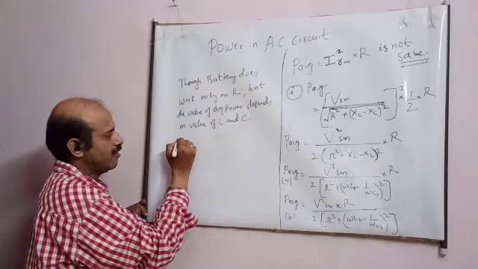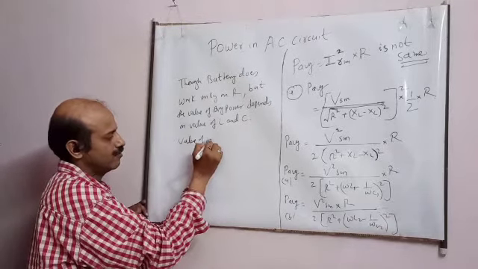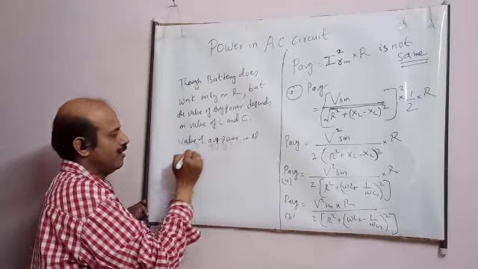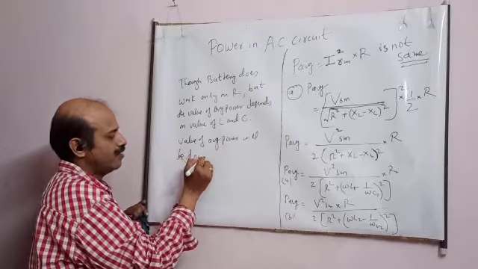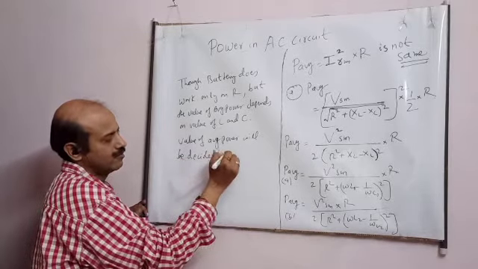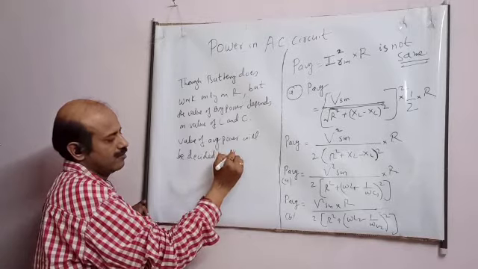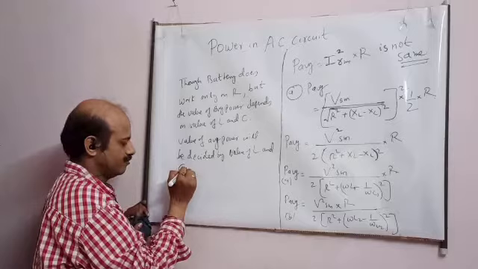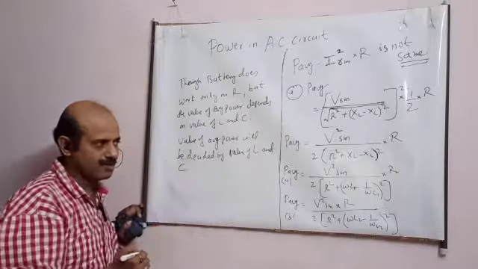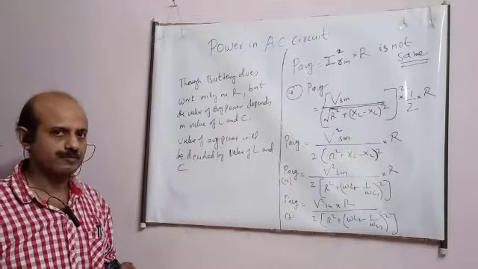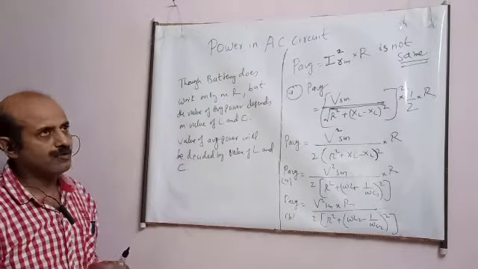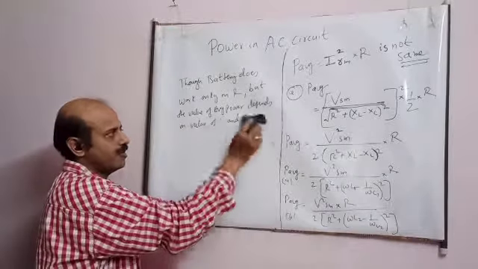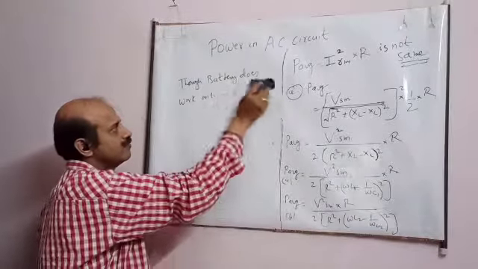Value of average power will be decided by the value of L and C. This is the clue which you have to understand, student. So we have explained how the average power in inductor is 0, why the average power in capacitor is 0.